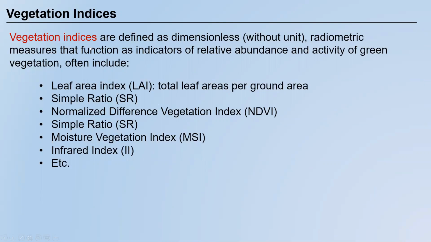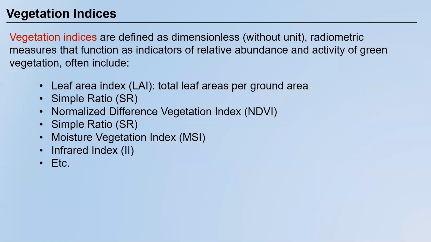Vegetation indices are defined as dimensionless, which means there is no unit. What is a unit? For temperature, there are Celsius degrees and Fahrenheit, right? For distance, there are kilometers, miles, meters. They are units, right?